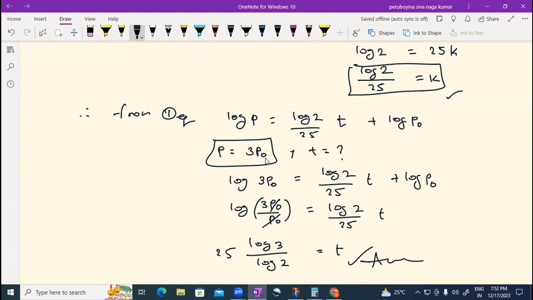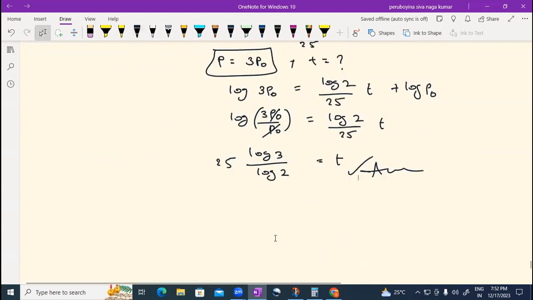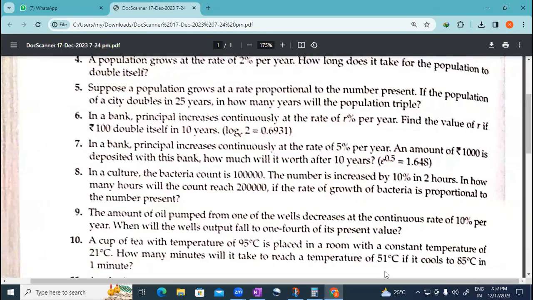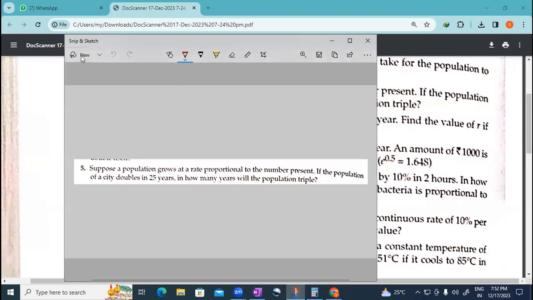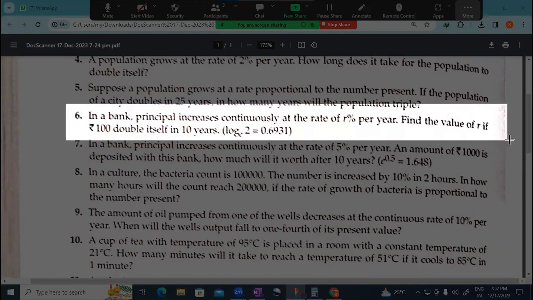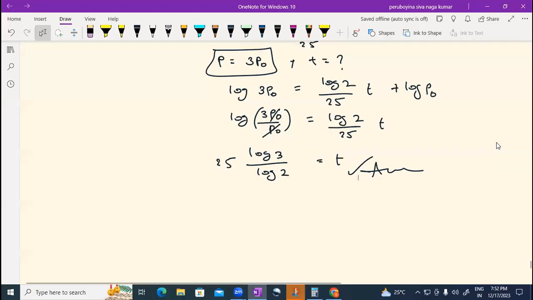Actually, this was the answer for this question. Yeah, you can check in the answers part. Understood? Any doubts? Next, we will solve the sixth question. Copy the sixth question.